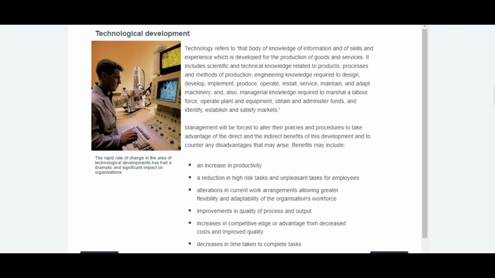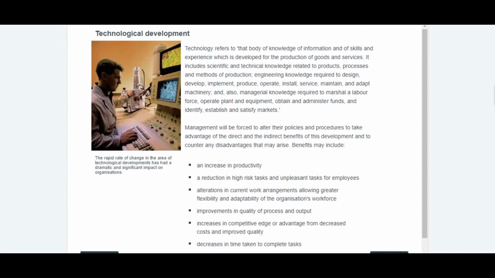Technology development. Technology refers to that body of knowledge, of information and skills or experiences which is developed for the production of goods and services. It includes scientific and technical knowledge related to products, processes and methods of production, engineering knowledge required to design, develop, implement, produce, operate, install, service, maintain and adapt machinery, etc.